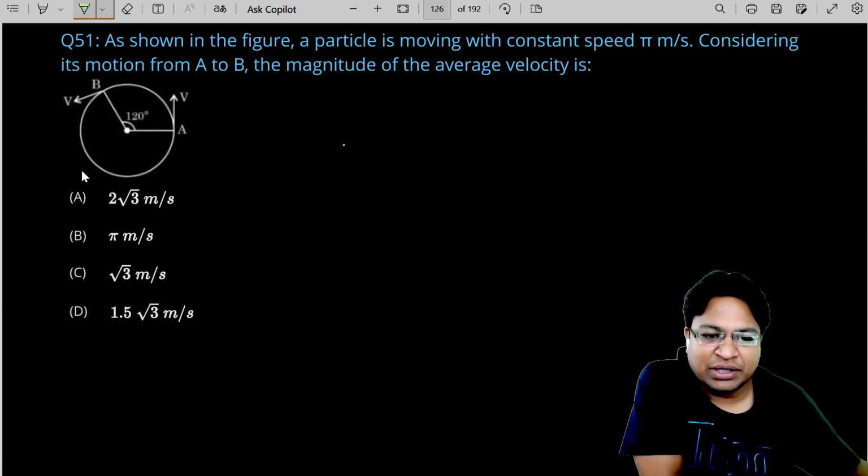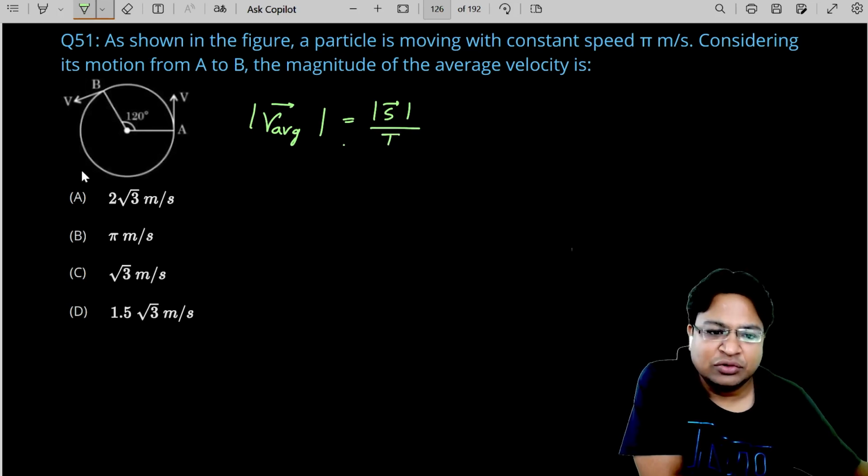Now what we have to keep in mind, everyone, the magnitude of average velocity is given by the magnitude of displacement divided by the time taken by the particle to move from the starting point to the end point. And in its motion from A to B, the displacement would be given by the length of this chord AB. Now if I drop a perpendicular from center to the chord, this angle will be 60 degree because the entire angle was 120 degree. So because this angle is 60 degree, this distance is the radius of the circle.